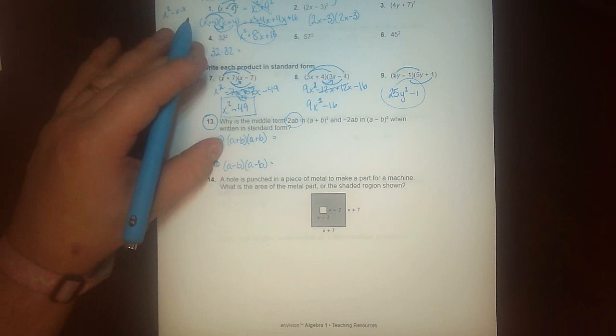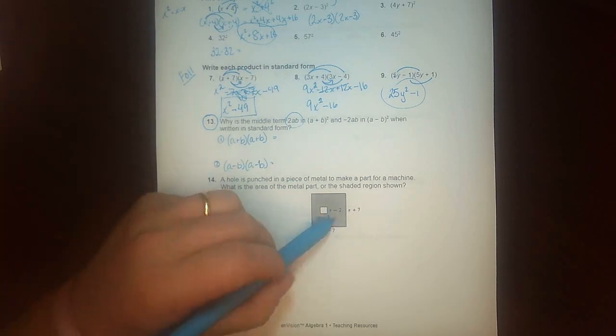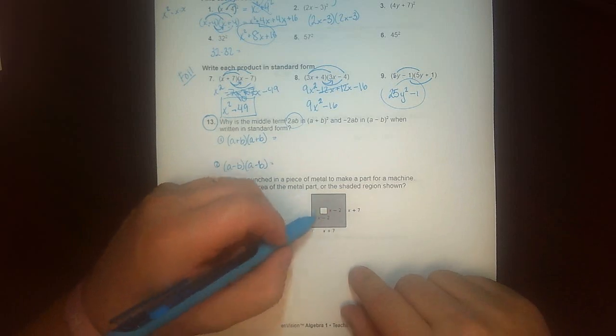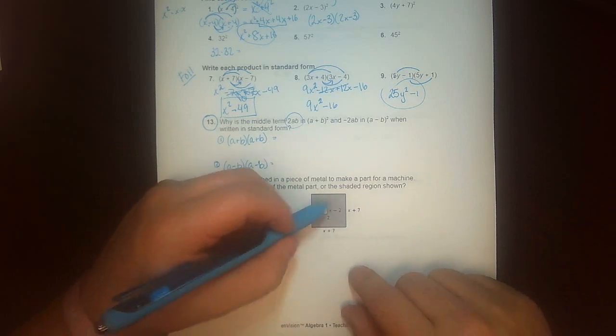Now, this is interesting. We see the shaded area and then a lightened area. This question wants us to find what is the shaded area here. Okay, the area of the shaded area here is what you have to find.